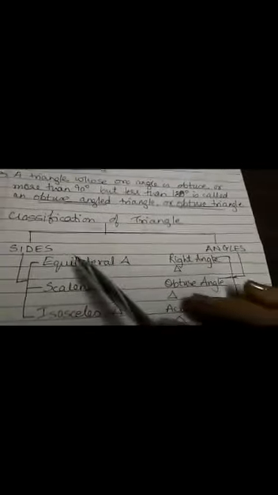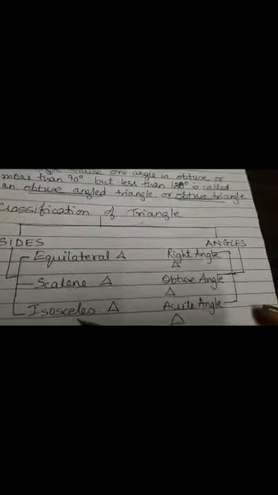Next, let's see the classification of triangles on the basis of angles. Which types of angles can we have? Acute, right, and obtuse. If a triangle has all angles less than 90 degrees, it is an acute angled triangle. If any one angle is 90 degrees, it is a right angled triangle. And if any one angle is more than 90 degrees, it is called an obtuse angled triangle. So classification can be based on sides and angles. For sides, it is equilateral, scalene, and isosceles. And for angles, it is right angled, obtuse angled, and acute angled.